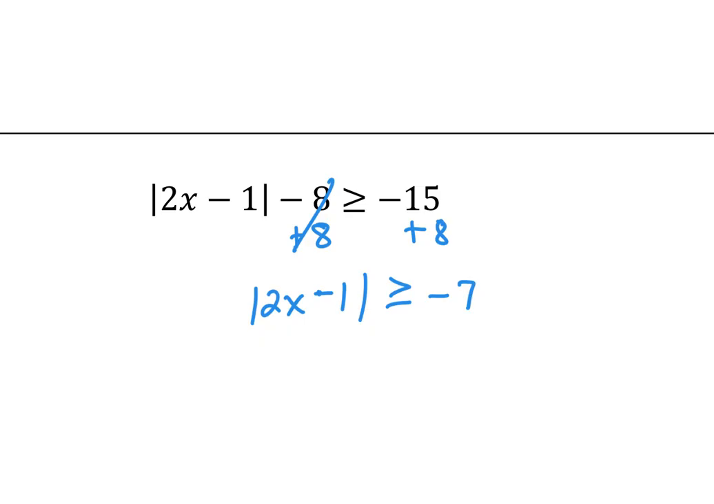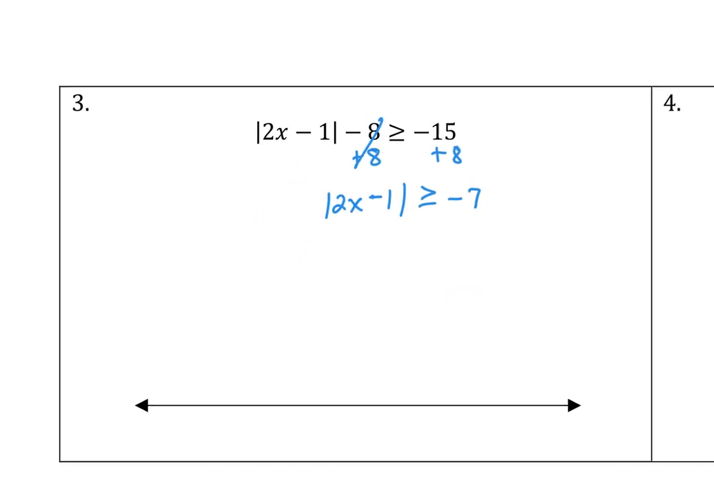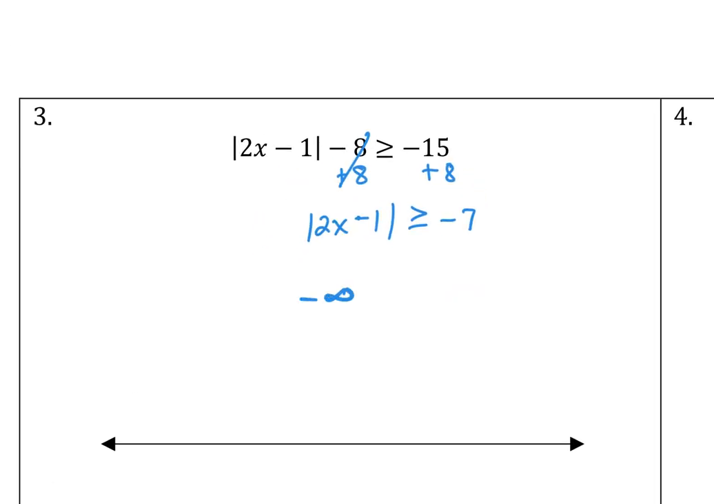It can't be less than a negative, but absolute value is always positive. Exactly. It means it will always be greater than or equal to a negative because absolute value is positive. It's never true if it's less than a negative. It's always true if it's greater than a negative because it's always going to be positive. So it would just be from negative infinity to positive infinity, or you can write all real numbers.